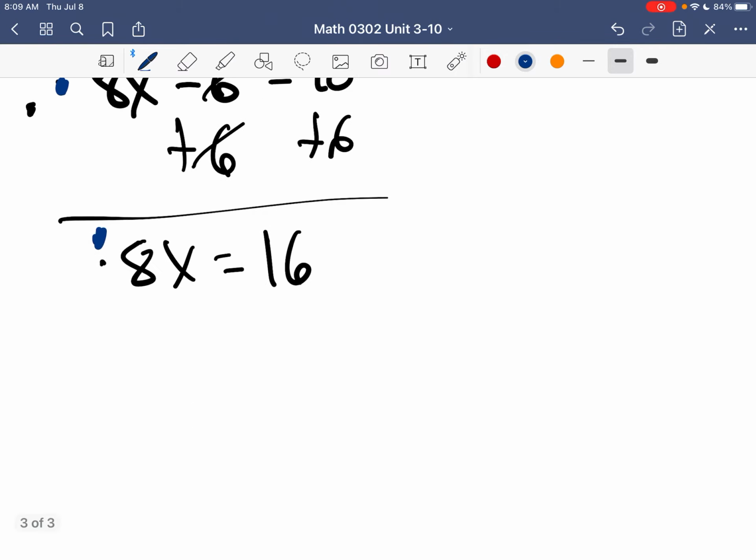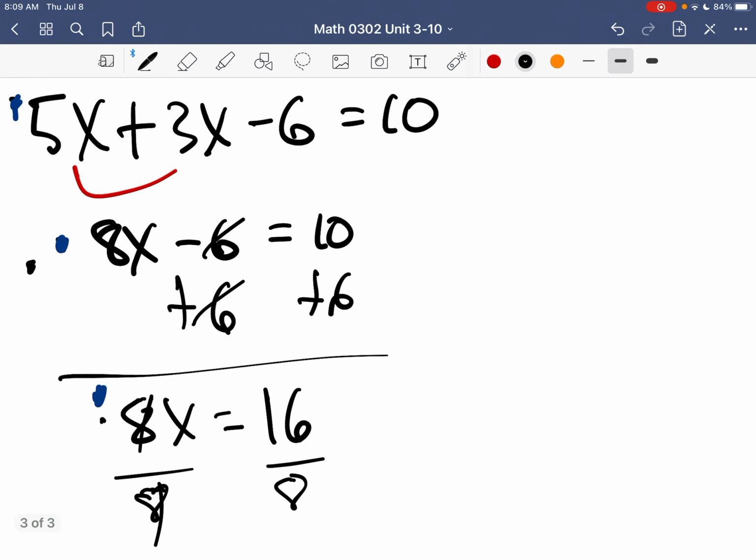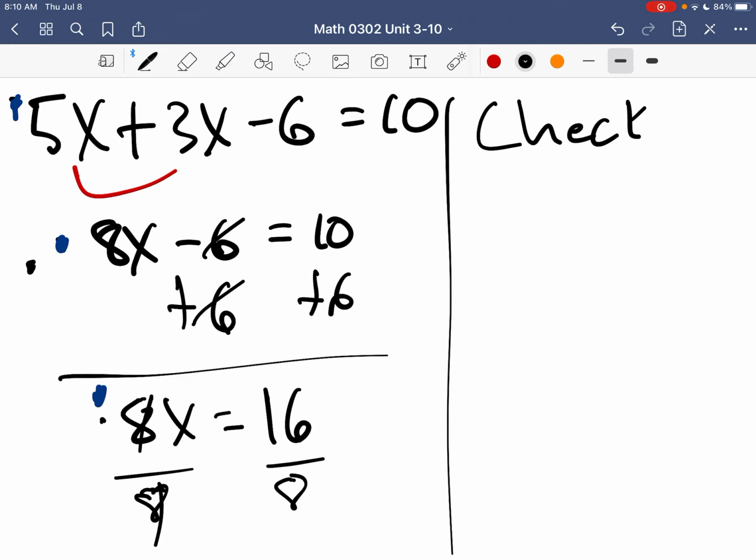And then the last thing we'll do, we'll use the division property, divide both sides by the number 8 here, and so the solution is going to be x is equal to 16 over 8, that's a 2, okay? Now what we want to do is check the solution.